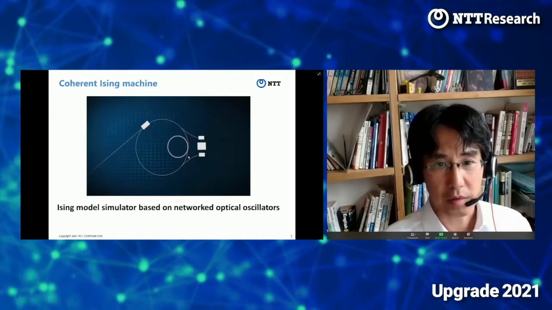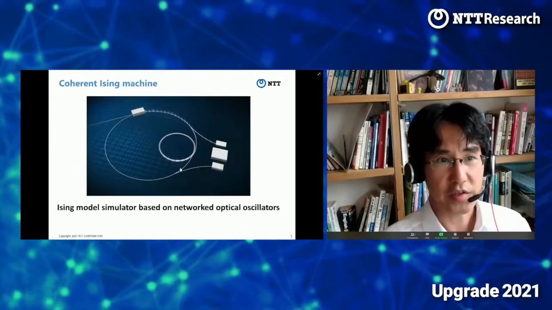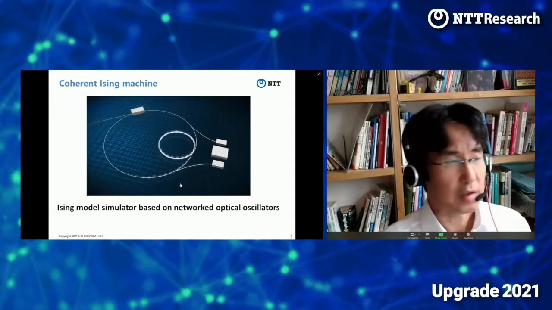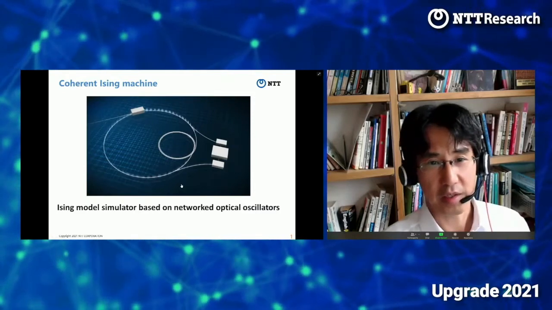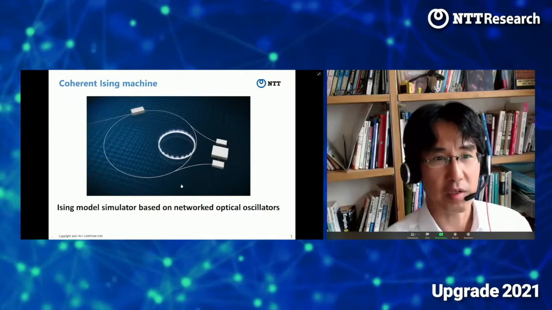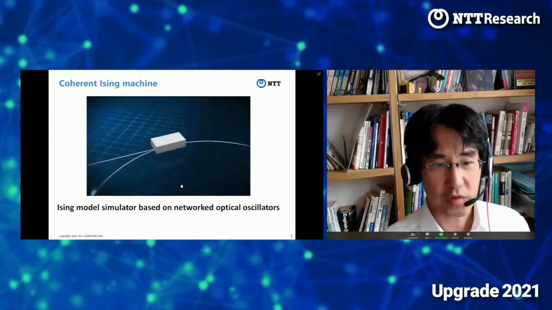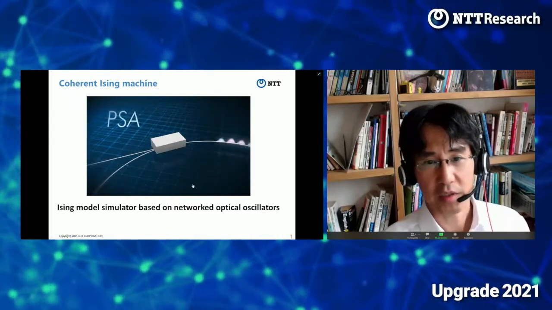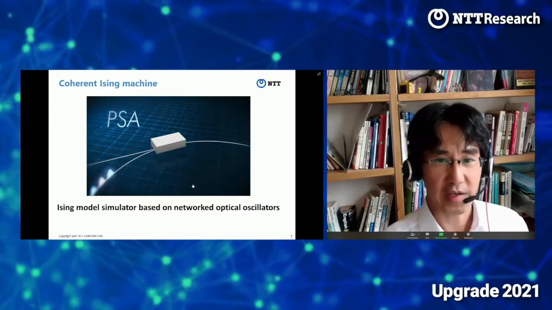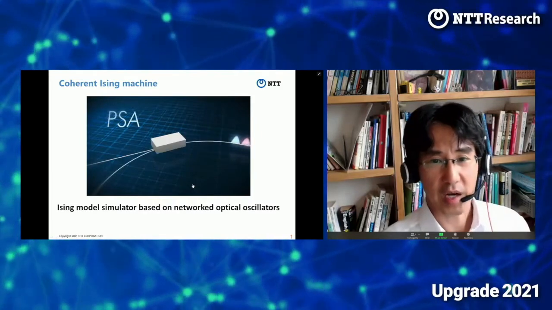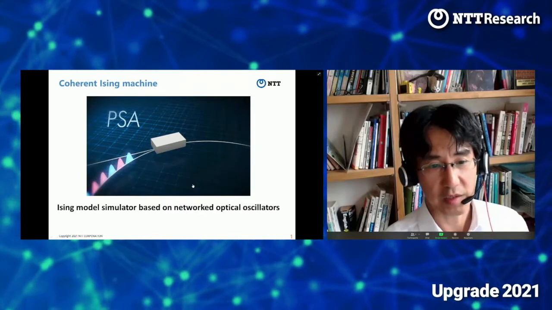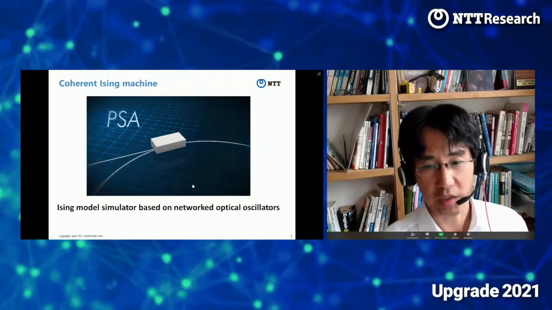Okay, so this is the animation of the coherent Ising machine that is made by NTT headquarters. I skipped explaining how the coherent Ising machine works, because we had a lot of that in this summit. So in short, we are using the DOPO pulses to represent the Ising spins. And by coupling those DOPOs using measurement and feedback, we can simulate the Ising model on a network of optical parametric oscillators.